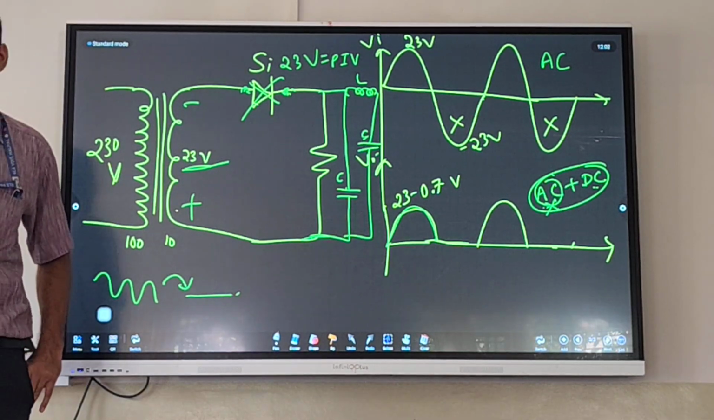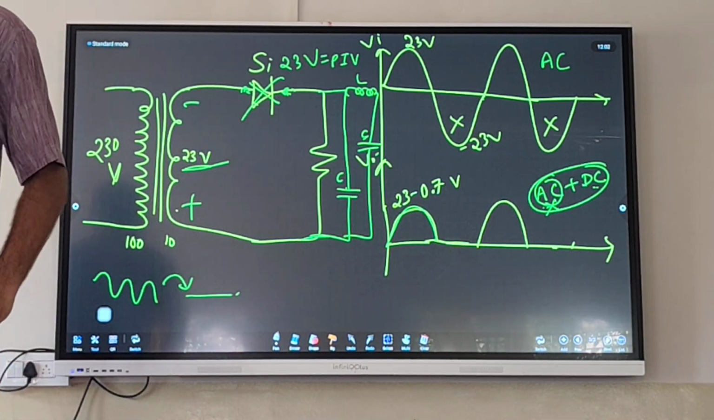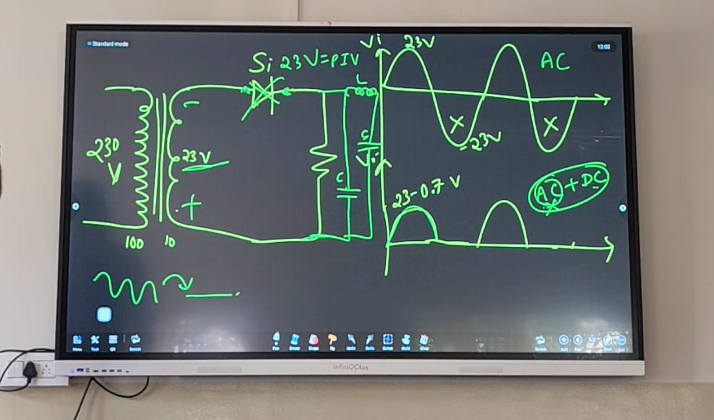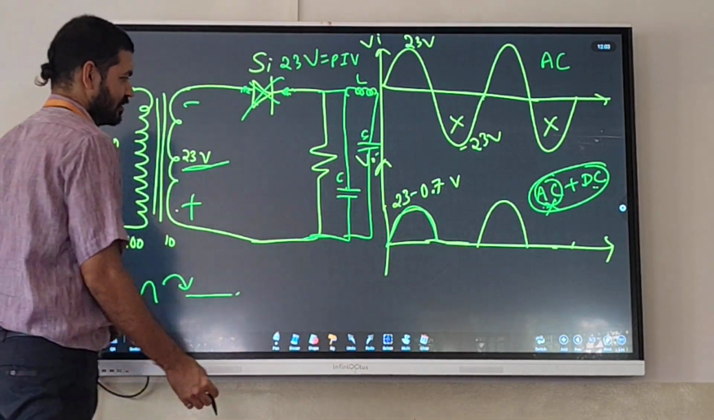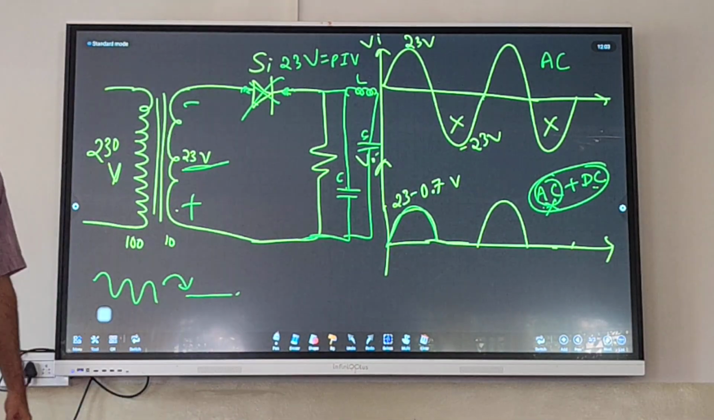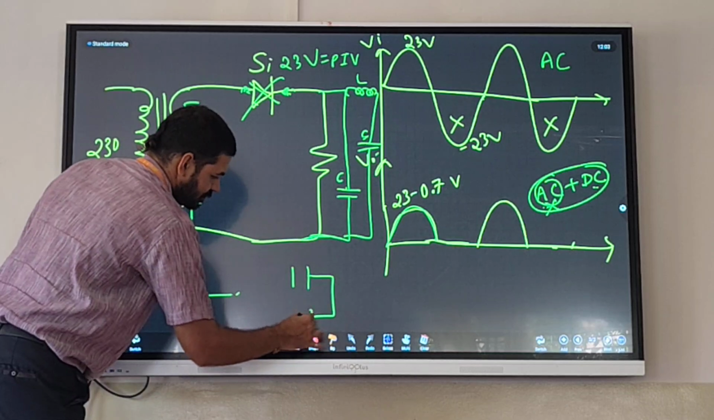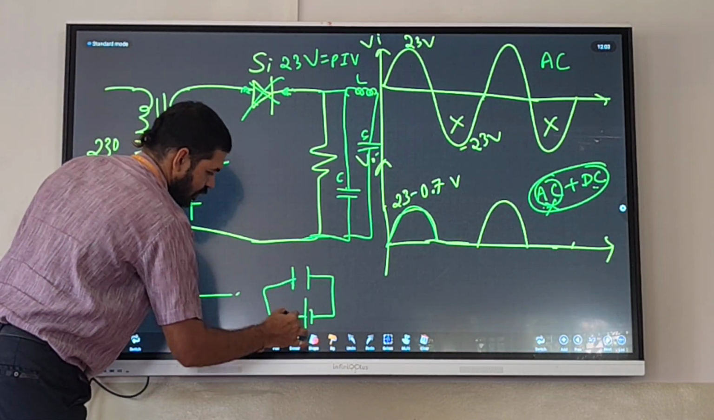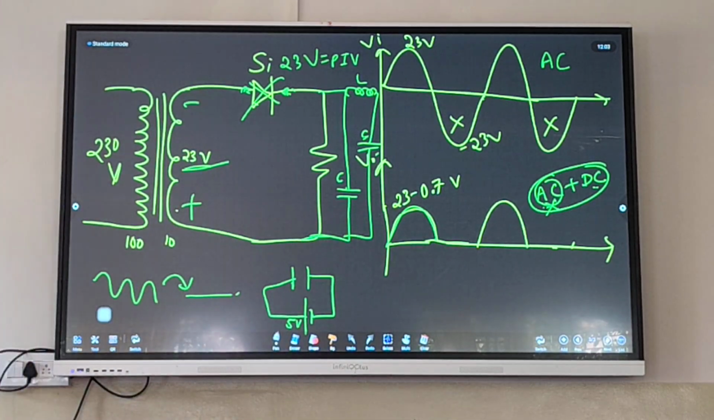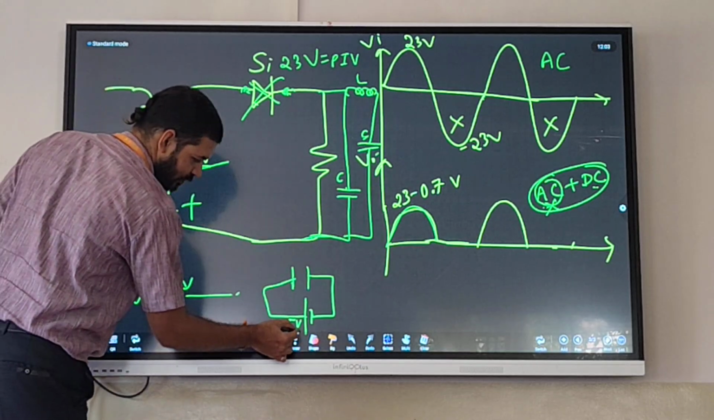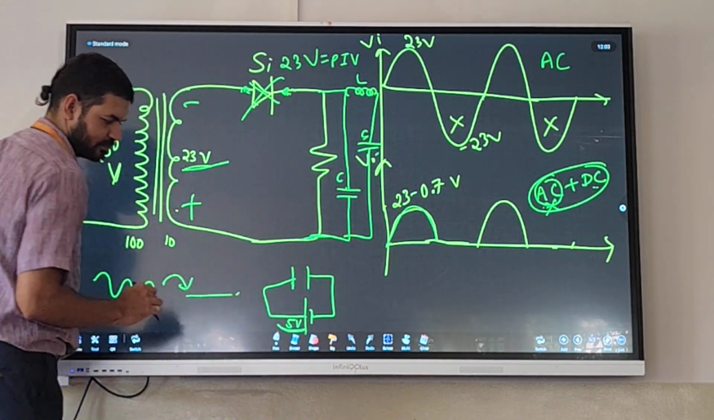Correct? How does it do that action? Everybody says capacitor passes the AC, blocks the DC. How? Don't know. If you apply a DC to the capacitor, what will it do? It will charge up. It will charge up to what volts? It will charge up to 5 volts.